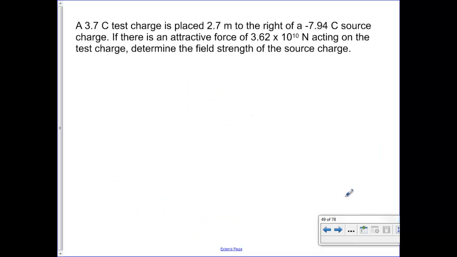You have a 3.7 Coulomb test charge placed 2.7 meters to the right of another charge. I'm going to give you a force. Let's figure out a field strength. So, how do you calculate field strength? Well, field strength is E, and I'm going to make sure I put that vector hat on top because that makes a big difference. That is equal to your electric force divided by Q. Do I have that electric force? How do I know?